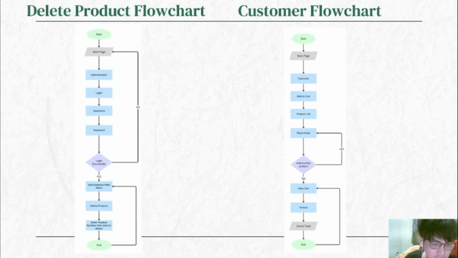For delete product, it's simple. You could delete a product by just the product number. For the customer part, you can add products to your cart and it will show the list and place the order. After placing the order, you can double check the cart. It will provide you the invoice and the grand total.